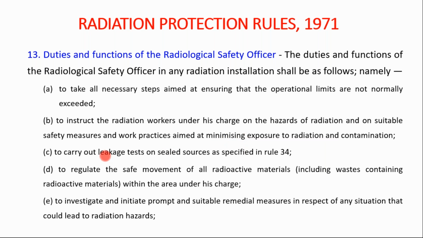To carry out leakage tests on sealed sources as specified in rule number 34. So the radiological safety officer must check for leakages of radiation. If there are some leakages but within the permissible limits, then no issue. But if the leakage exceeds the permissible limits, then we have to take care about safety measures. We have to stop that activity or seal that radioactive source.